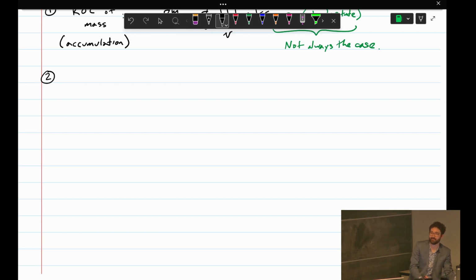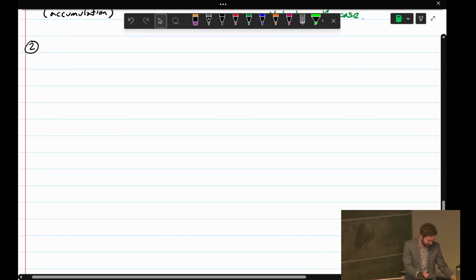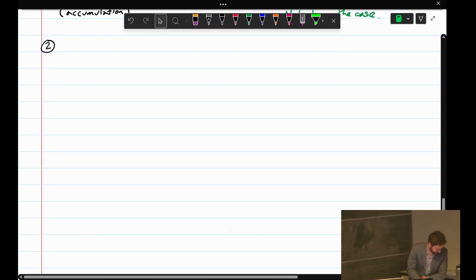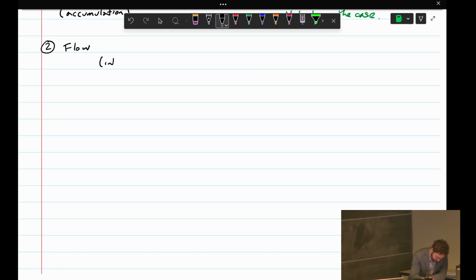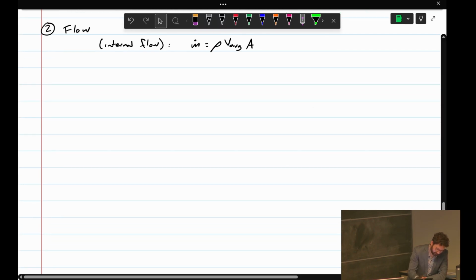What was the second physical process I said? We only had two, right? Flow, right? We can only accumulate things or we can move things, because we can't create or destroy mass. Okay, so we have flow now. So remember from internal flow, mass flow rate, m dot, is rho v average A.